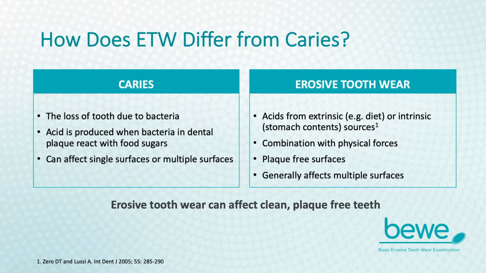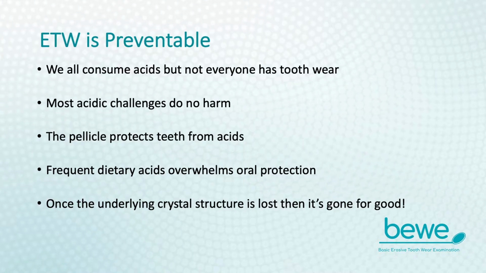It is important to be clear on the differences between erosive toothwear and caries. Both ultimately impact on dental hard tissues and both involve acids. However, whereas the acids in caries result from the presence of bacteria reacting with sugars, the acids for erosive toothwear are sourced directly from extrinsic sources, the diet, or intrinsic sources, the stomach contents. For you clinically, it's important to remember that erosive toothwear typically affects clean, plaque-free teeth and as such may therefore impact different members of your patient population. The key message for your patients is that erosive toothwear is preventable.